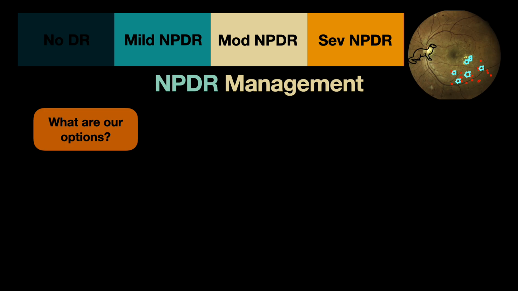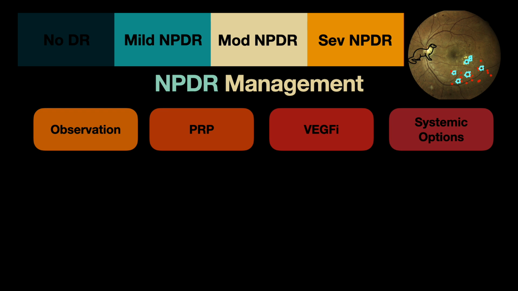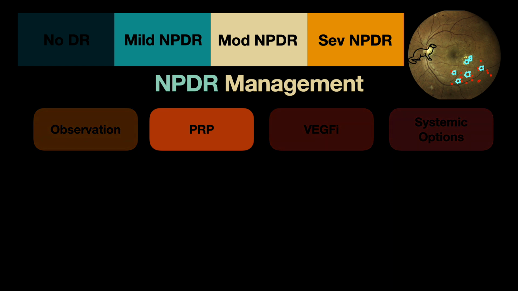All right, so how do we manage NPDR? Okay, what do we do? Somebody comes in with some dot-blot hemorrhages, some IRMA. Do we observe? Do we do PRP, VEGF inhibitor, systemic options? We got a lot of options now. Okay, so we'll hit PRP first.